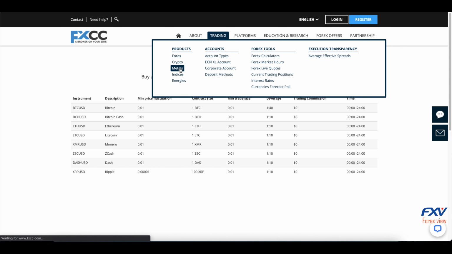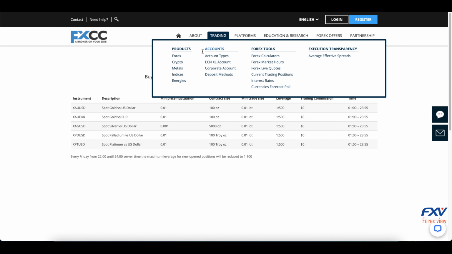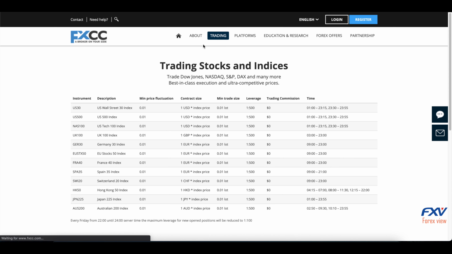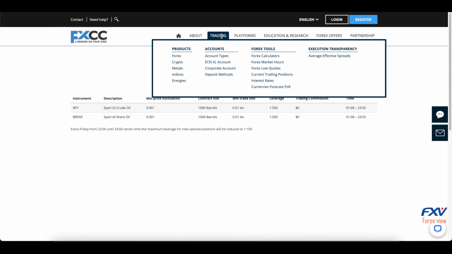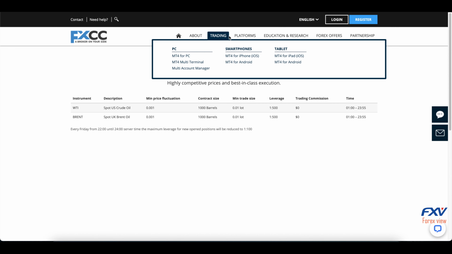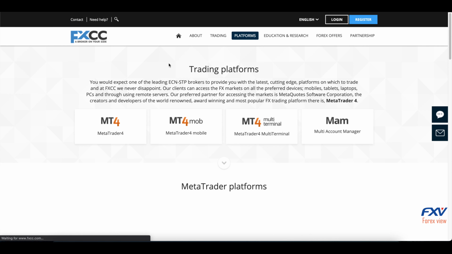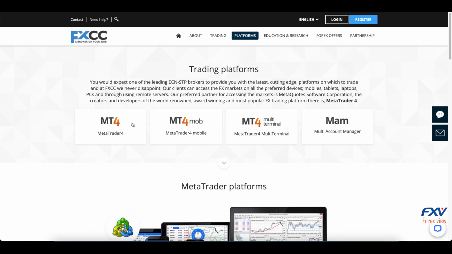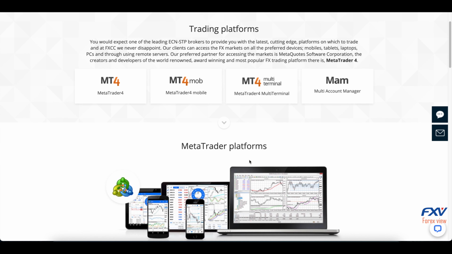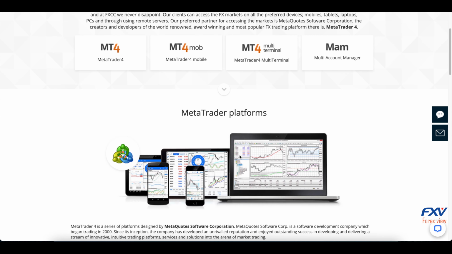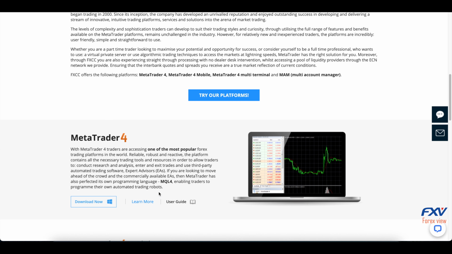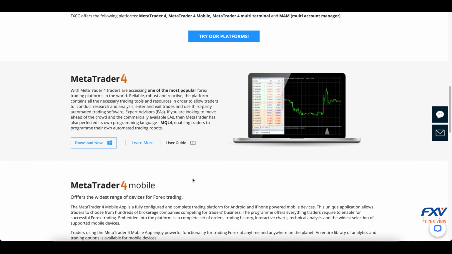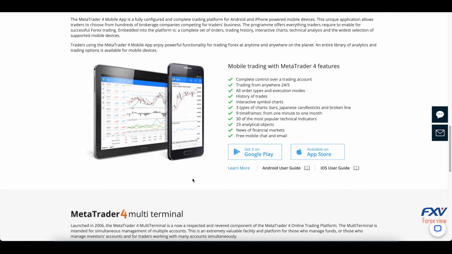So jumping on to the platforms, Fxcc offers MT4 to all clients, which is available on multiple devices as well as major web browsers. The platform is backed with advanced trading features, including a built-in library of over 50 indicators for technical analysis. There's also access to market, pending and stop orders, plus an embedded tick chart for accurate analysis. You can also program your own automated trading robots using MetaTrader's programming language MQL4.